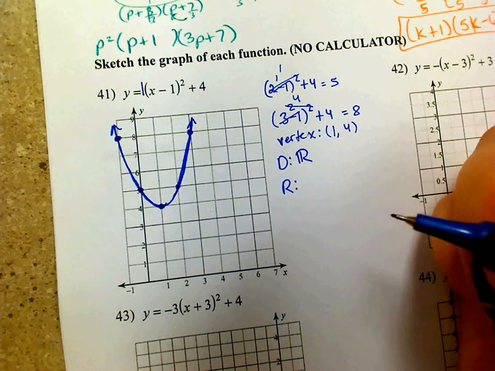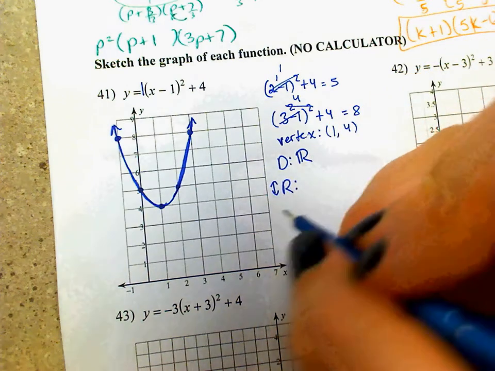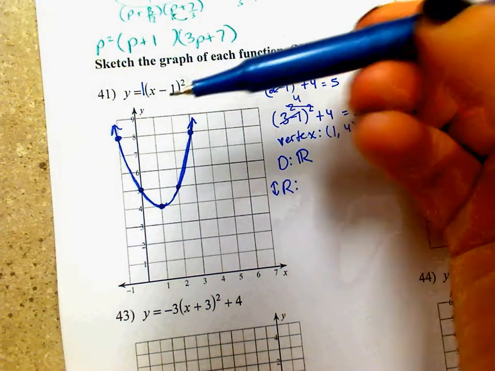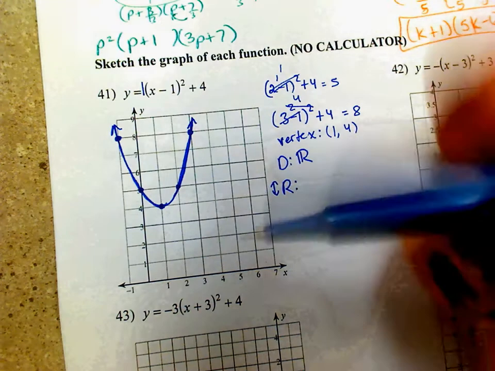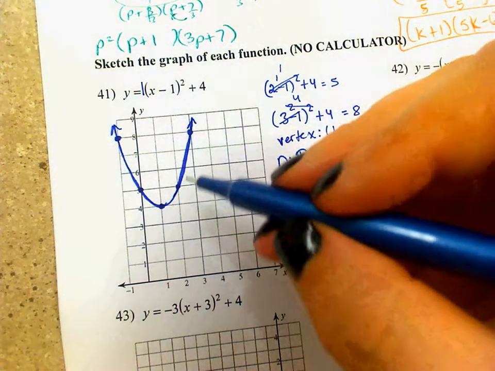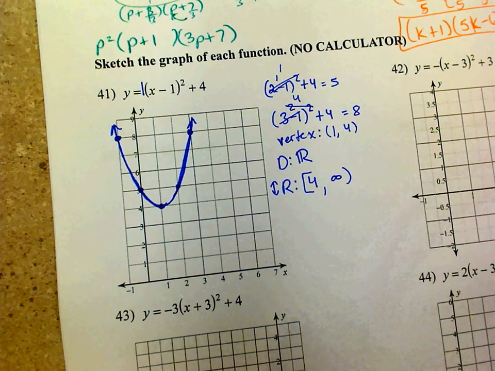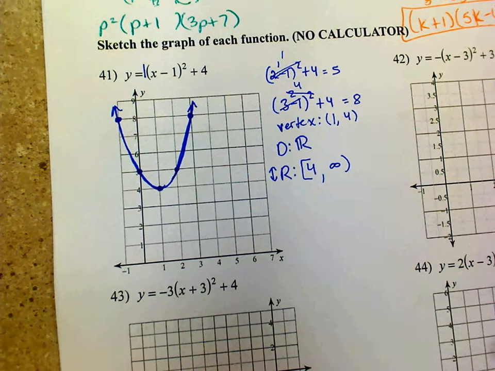Range is high and low. The lowest it goes, you always have to go from low to high. The lowest it goes on the y-axis is 4, which we include because you reach all the way down to 4. And then it goes all the way up to positive infinity. It's got those arrows, so 4 to infinity. We don't put a bracket on infinity because you can't include infinity. You don't technically ever reach it.